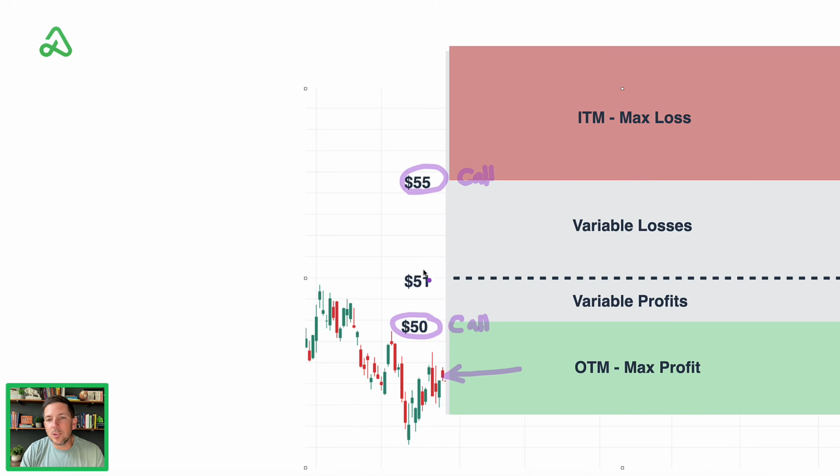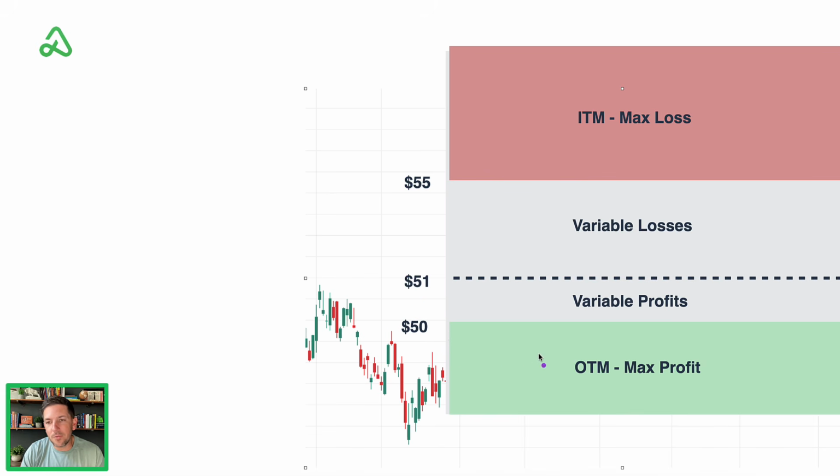But then what you get is a break-even point based on the credit that you received. In this case, you received maybe about a $1 credit, so your break-even point is about $51. That is really your line in the sand, where you're allowing the stock to go higher. It can go to 51. Ideally, we want it to stay below 50.